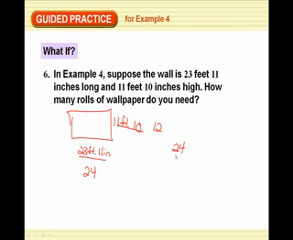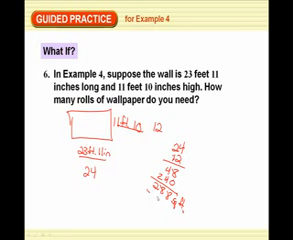So let's check out that area. 24 times 12. We're just doing the same exact thing, just different numbers. 2 times 4 is 8. 2 times 2 is 4. Put the placeholder. 1 times 4 is 4. 1 times 2 is 2. Add those up. So I need 288 square feet of wallpaper.